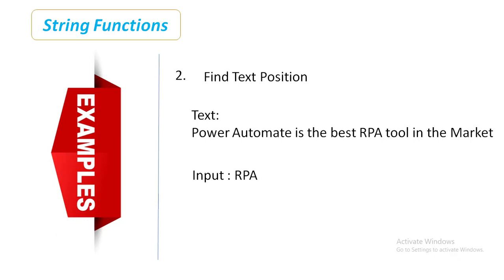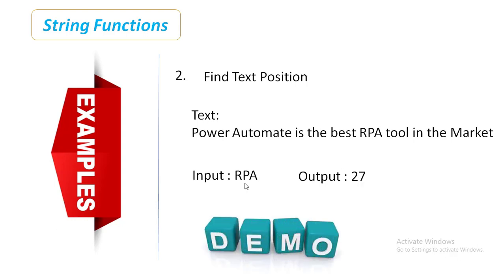If I'm going to give the input as RPA, what is the position? Nothing but where the RPA will start. So if you see the output, what is the output? It will start with the 27th. The characters before the RPA that we are having, 26 characters are there, and the RPA starts with the 27th character. Now, if I want to get such a kind of thing, how can I go ahead and find the text position by using find text position? Now, I will show you practically how to get the text position from the particular text.